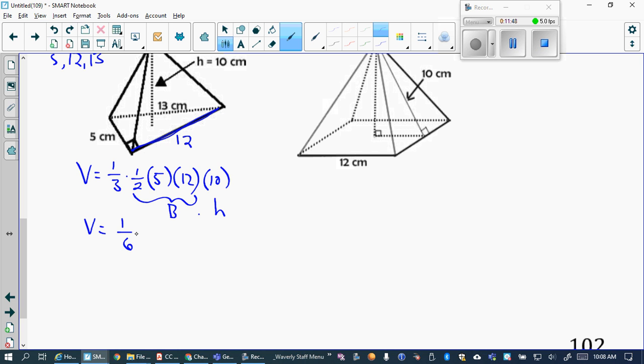Yeah, let's just do it. 5 times 12 times 10, right? So 1/6 of 12, 10. Whoopsie daisy. 1/6 of 12 is 2, right? 2 times 10 is what? Times 5. 100. And let me guess, here are centimeters. Cubic centimeters. See, no calculator necessary.